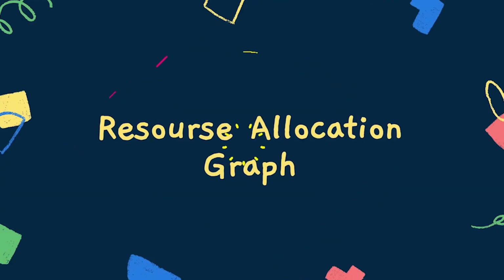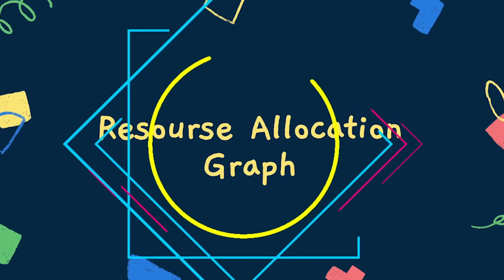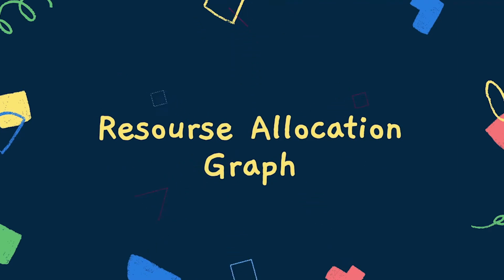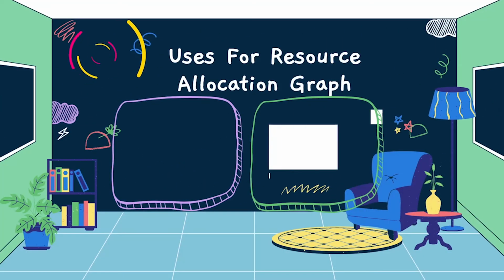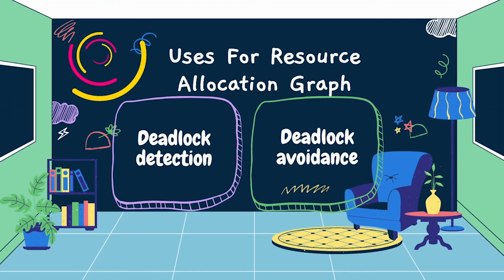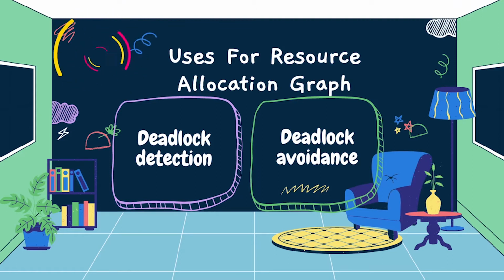Assalamu alaikum, my name is Jami Sharir and today I'll be talking about resource allocation graph. Okay, so, uses for resource allocation graph. Resource allocation graph can be used for deadlock detection and deadlock avoidance.